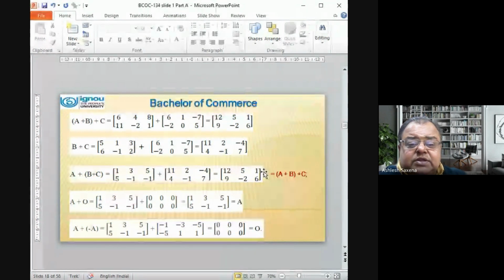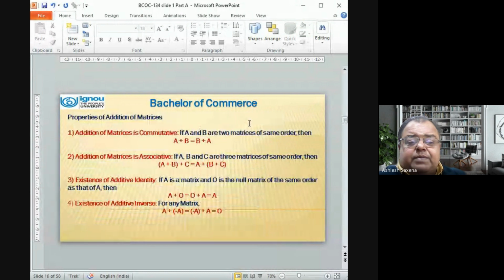This is similar to what? This is similar to this one, A plus B plus C. Yes, this was your property number 2. A plus B plus C is equal to A plus B plus C. Second property.